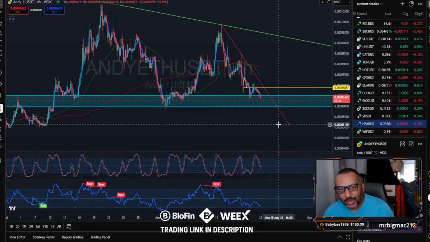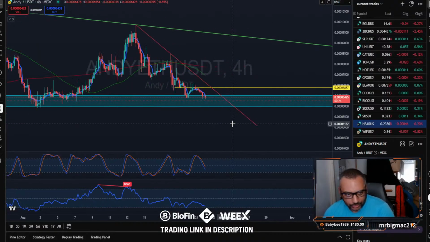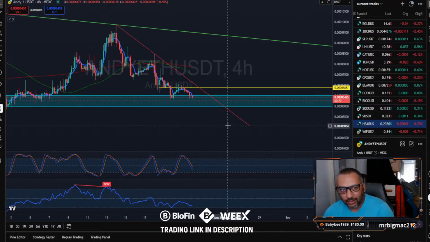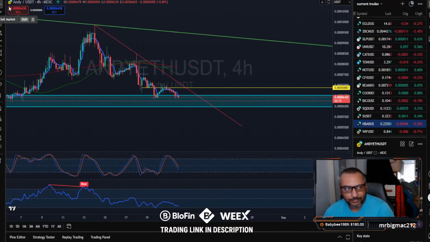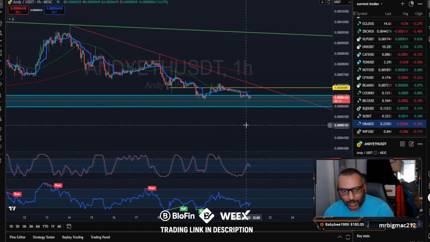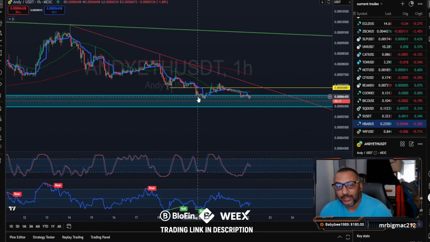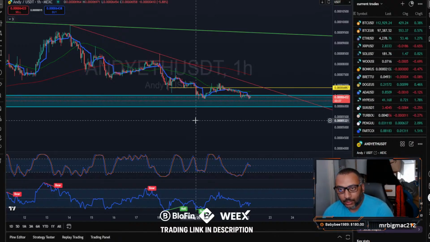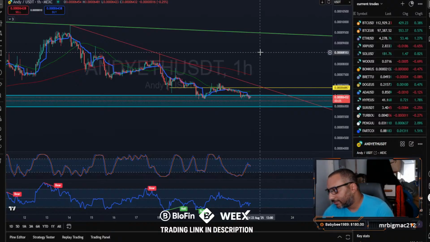So, strong downtrend. Very strong downtrend. Deep in the bearish control zone. If you catch a bounce out of this, this will be good. But we're not really counting on bounces right now. Looking at the 1 hour, surprisingly, Andy ETH on the 1 hour looks better than most of the major cryptos.